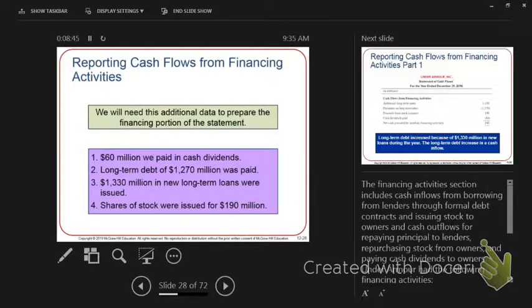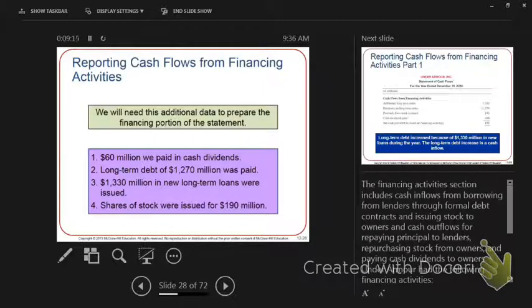So here they had four things happen. They paid $60 million in cash dividends. $1.27 million in long-term debt was paid. Another $1.33 million in long-term debt was issued. And then shares of stock were issued for $190 million. So what's going to happen in the financing section? A lot. Yes. All right.